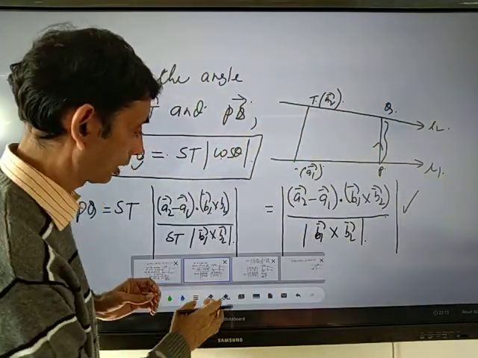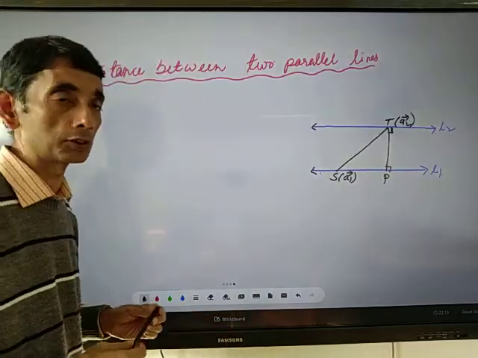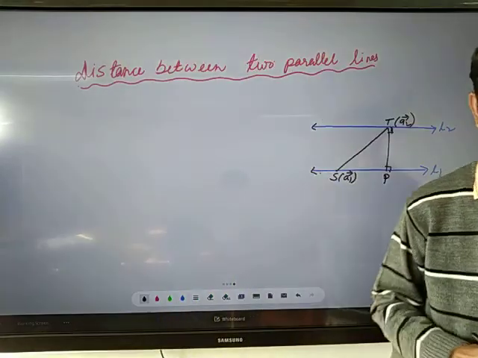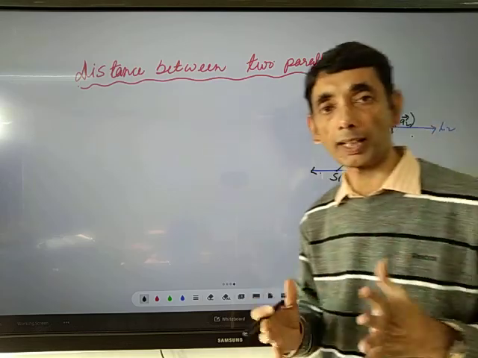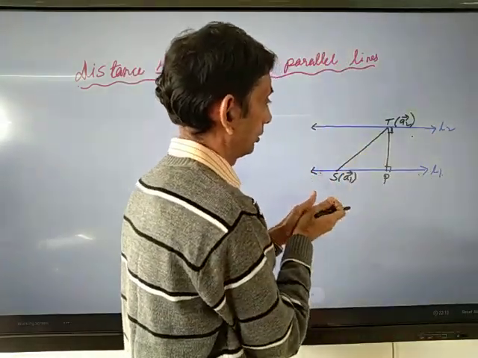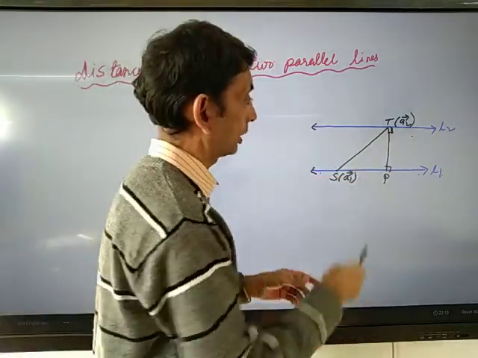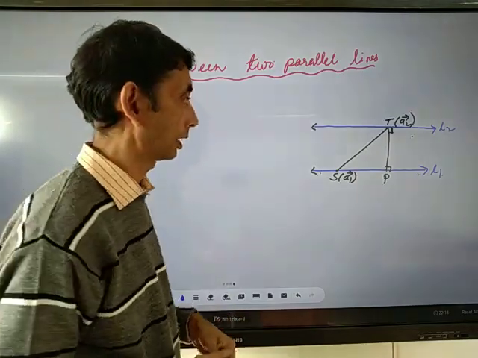Okay, next we'll go for another concept that we are going to discuss today, the distance between two parallel lines. Now let us consider that L1 and L2 are two parallel lines, and we know that if these two lines are parallel, then these two lines are coplanar, right?